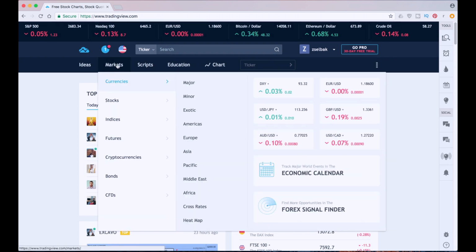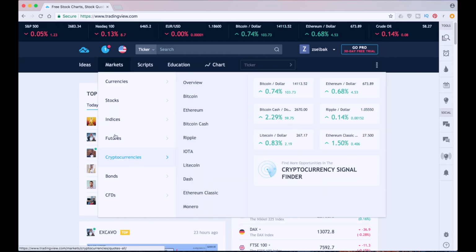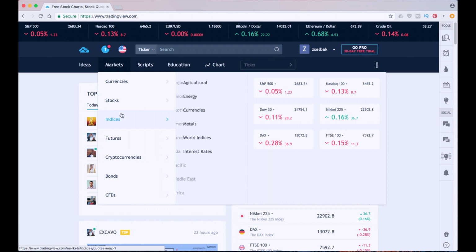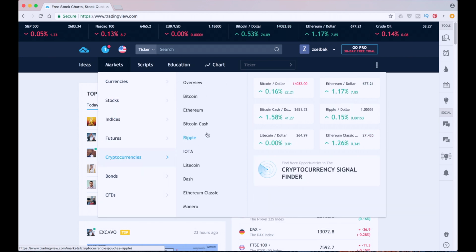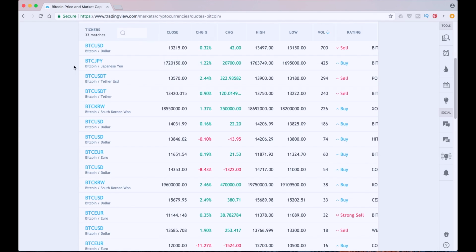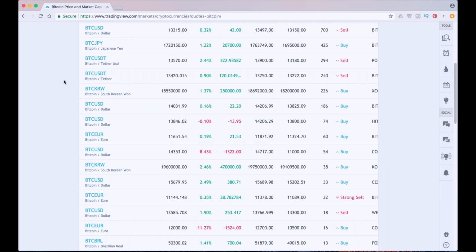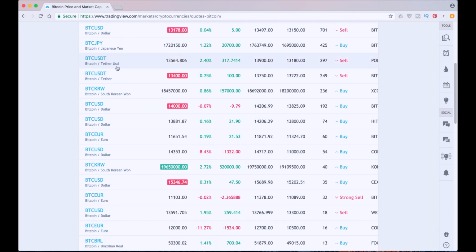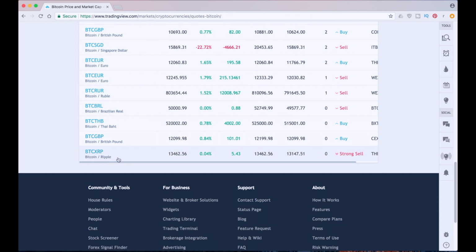And what you want to do is go to markets, cryptocurrencies, and you'll see that there's a list of other financial instruments on here, but today we'll just focus on crypto. And for simplicity's sake, go to Bitcoin. Now here you'll see a list of Bitcoin pegged against different fiat currencies. You'll see the dollar, the yen, as well as pegged against other cryptocurrencies. So here's Bitcoin priced against Tether, here's Bitcoin priced against Ripple, etc.